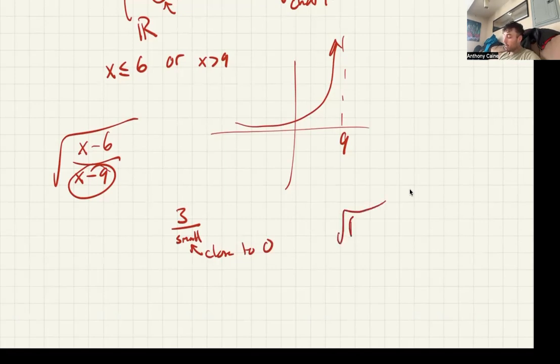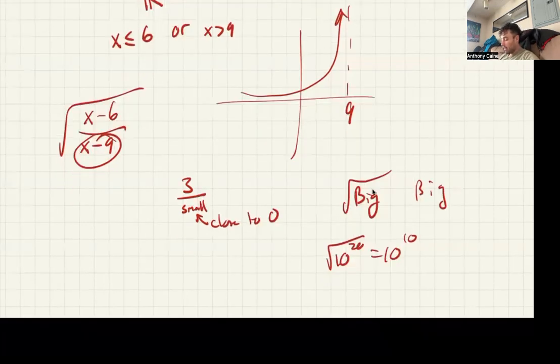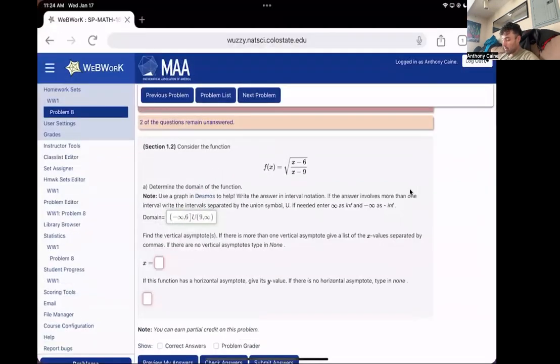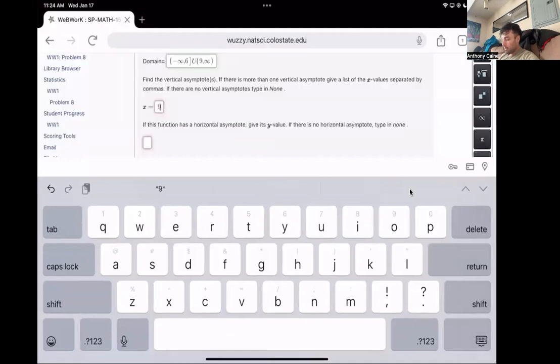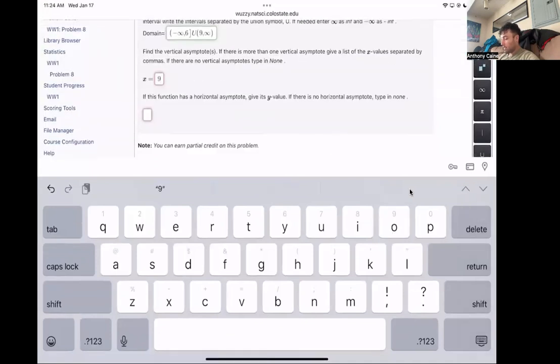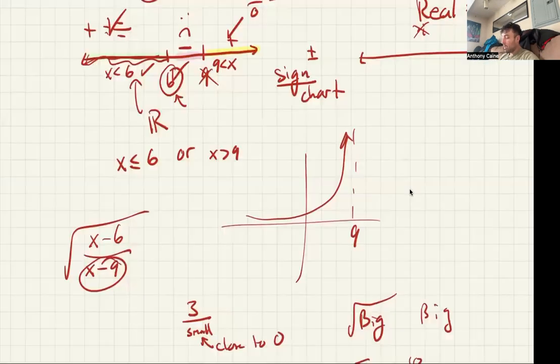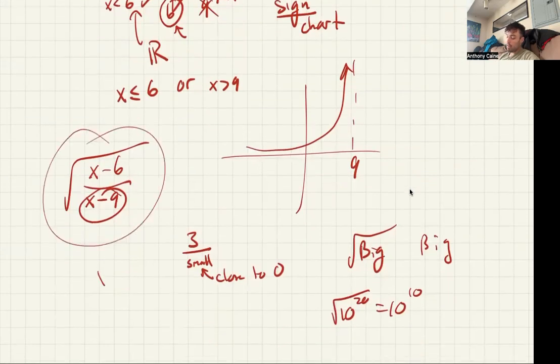And if you take the square root of something really big, it stays really big, okay? If you don't believe me, take the square root of 10 to the 20, you get 10 to the 10, which is still big. Okay, so anyway, it turns out the vertical asymptote is at x equals 9. Let's put that in here. And if this function has a horizontal asymptote, give its y value, there's no asymptote type 1. Okay, all right. So on the one hand, you could just graph this in Desmos, okay? You can find out all of this information.